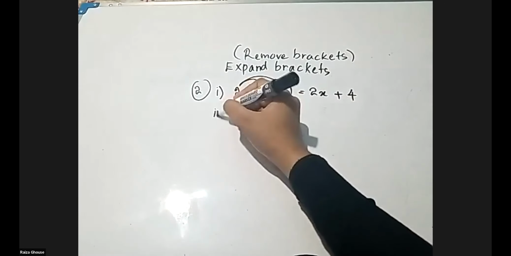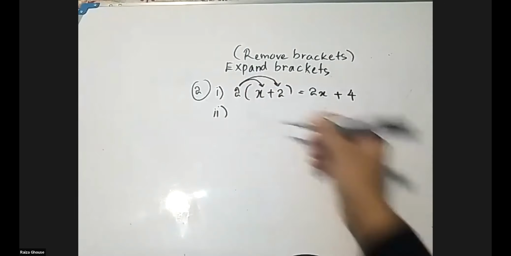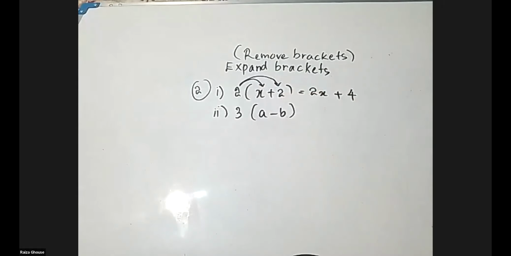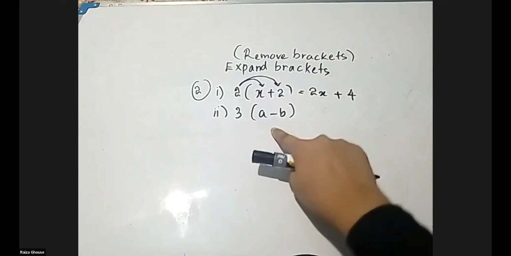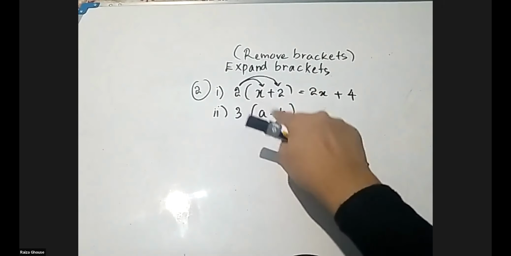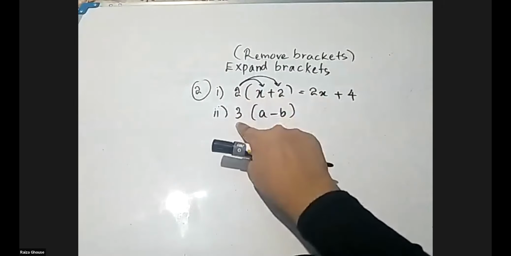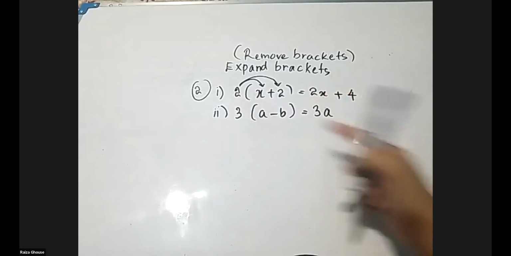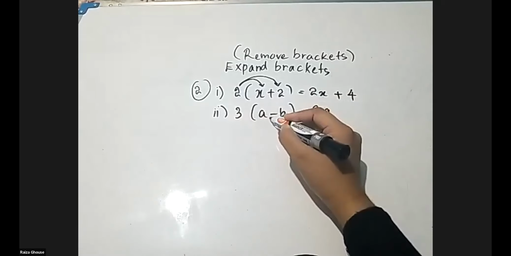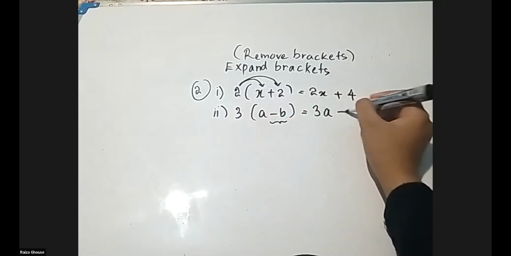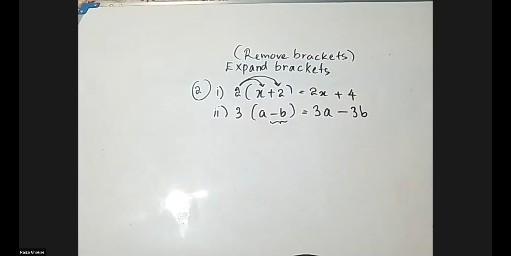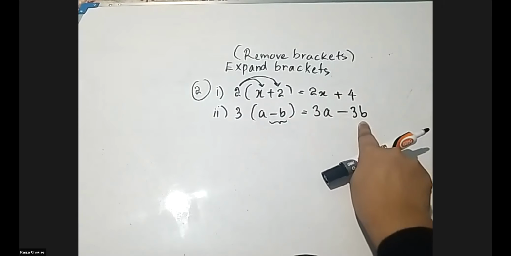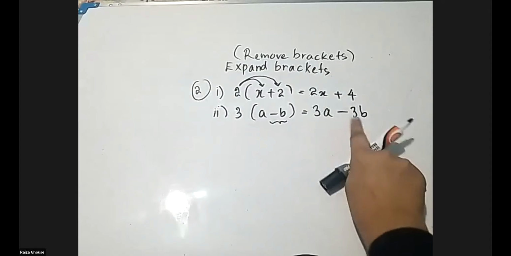Clear? Second one, similarly, I'll take a little bit of difference. I'll change the symbol. Again, terms inside the bracket should be multiplied by the term outside the bracket. There you are getting 3a. 3 into minus b is minus 3b. Don't go to add or subtract. Reason, they are not like terms.